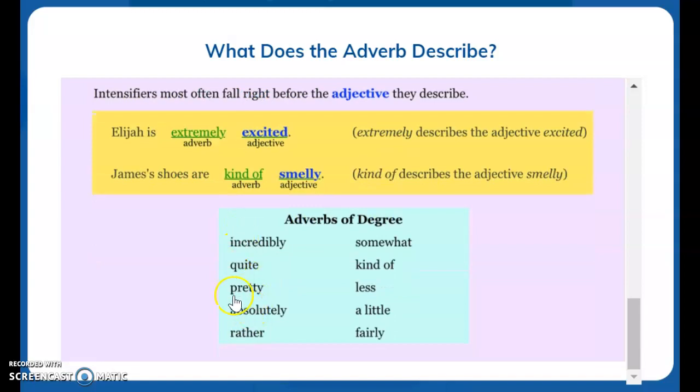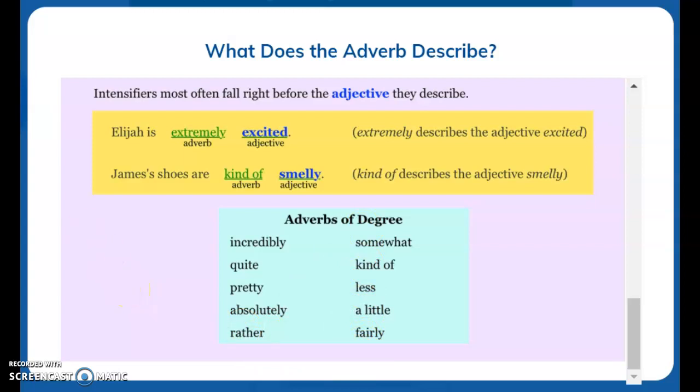So here are some more adverbs. Incredibly, quite, pretty, absolutely, rather, somewhat, kind of, less, a little, fairly. And you can see how they all do the same job, right? Elijah is extremely excited. Elijah is incredibly excited. He's quite excited. He could be pretty excited. He could be absolutely excited. He's rather excited, somewhat excited, right? You can see that.